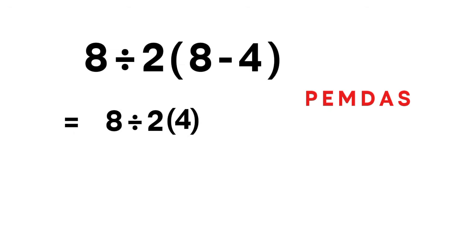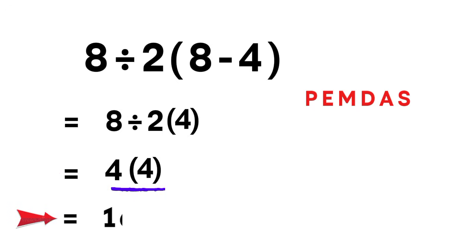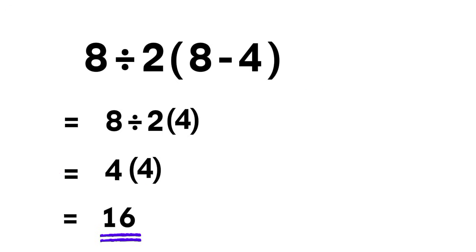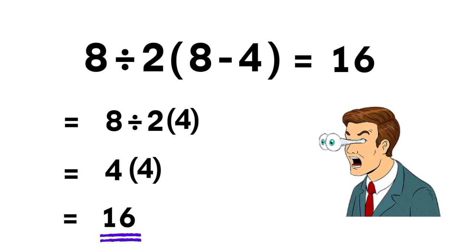Next, multiplication and division have equal priority, so we go left to right. 8 divided by 2 equals 4, and now the expression becomes 4 times 4. Almost there. Finally, 4 times 4 gives us 16. That's it. The correct answer is 16, not 1. See how following the order of operations carefully makes all the difference?